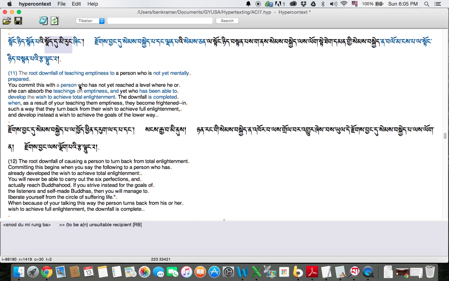That's the blind attempt to achieve one-to-one correspondence between nouns and nouns, which has ruined many in translation. So I want to say, not yet reached a level where he or she can absorb. Good. Perfect. And then I want to take the agent marker for who has. Oh no, that's not right. I take that back.